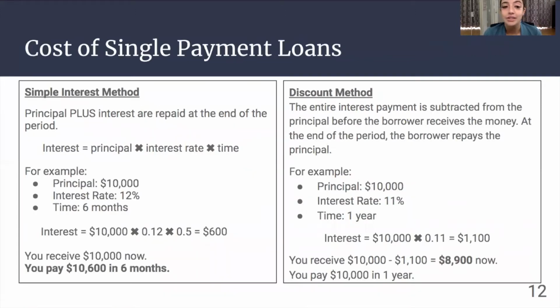So now we're going to get into the cost of the single payment loans, which are just loans in which the borrower pays back one amount at the end of the predetermined period that is agreed upon between the lender and the borrower. And there are two ways in which these loans are made. So the simple interest method is the method in which principal plus interest are repaid at the end of the period.